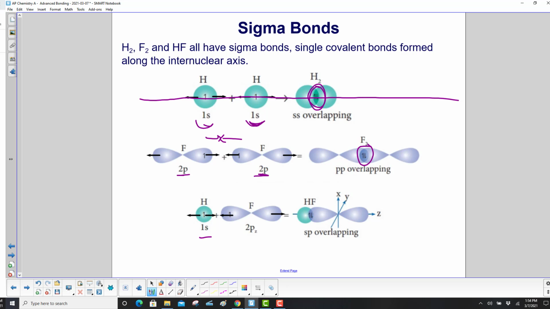And finally, hydrogen and fluorine, we have the 1s for hydrogen and a 2p for fluorine, and the 2pz because you're along this axis here, the internuclear axis, and they overlap right over here. And that's called an sp overlap. So we have sp, a pp, and an ss.